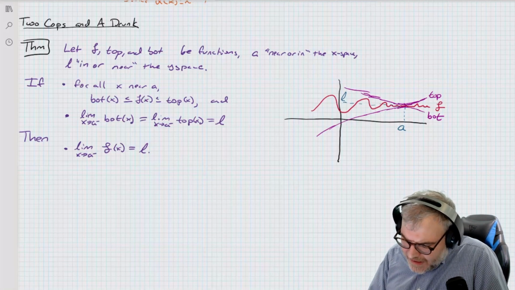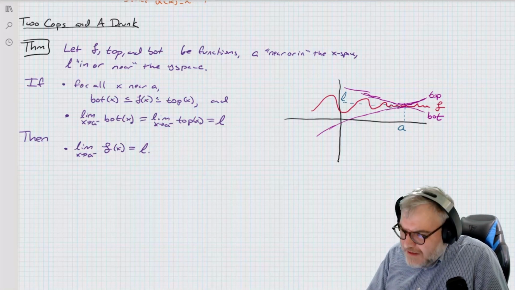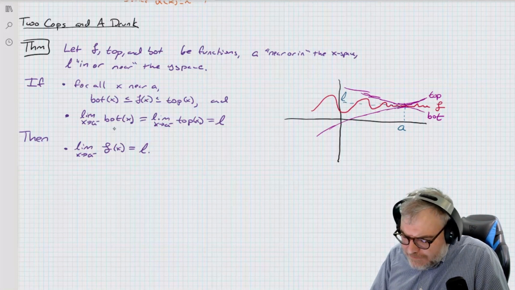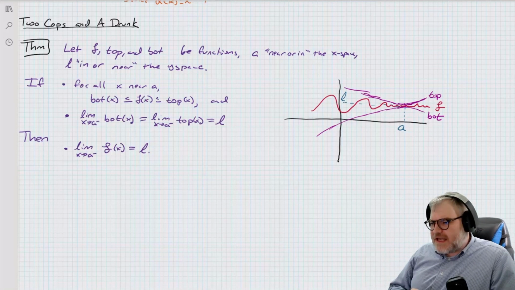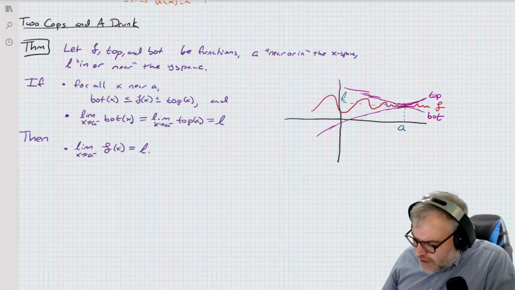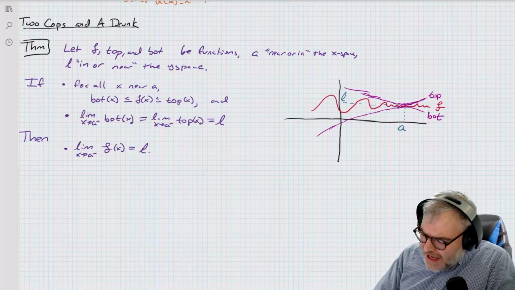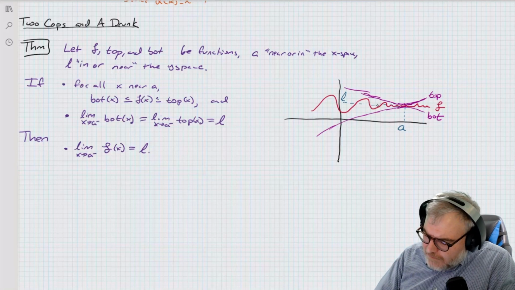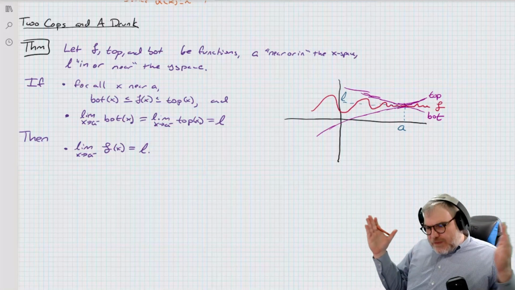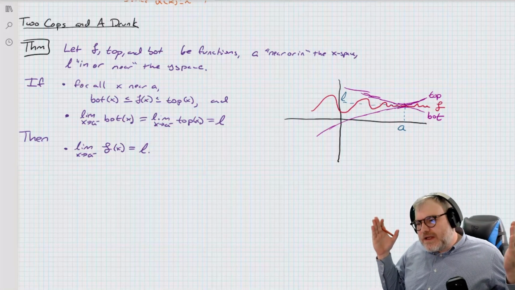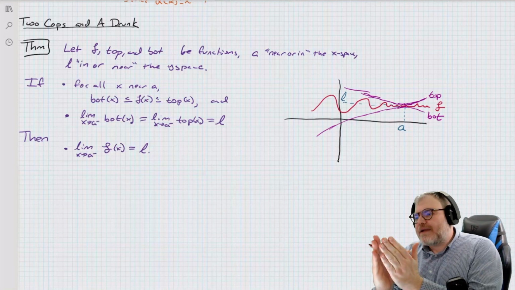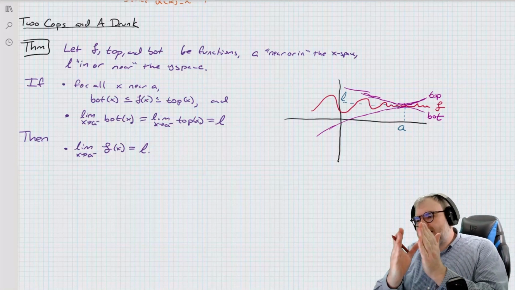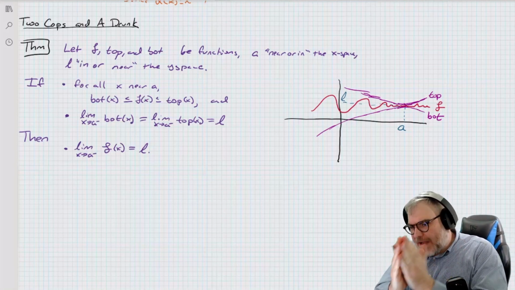Okay? And then everyone's going to the same place. Right, so top and bot are both going to the same place. That means f is going to the same place. And this is called two cops and a drunk. Because if I have a drunk function in between, but these two cops are stuck in between my drunk function, and they always are going to the paddy wagon, that means that my f has to be dragged to the paddy wagon.